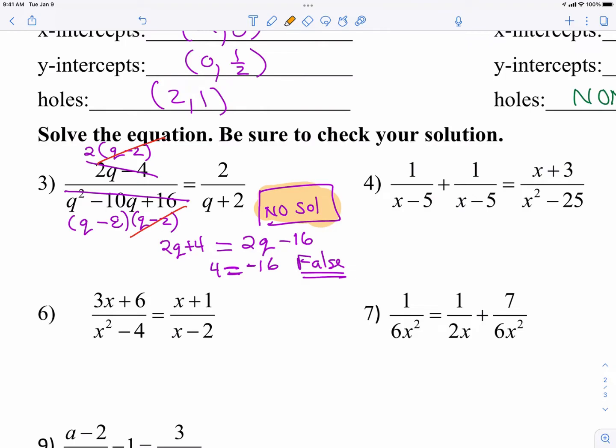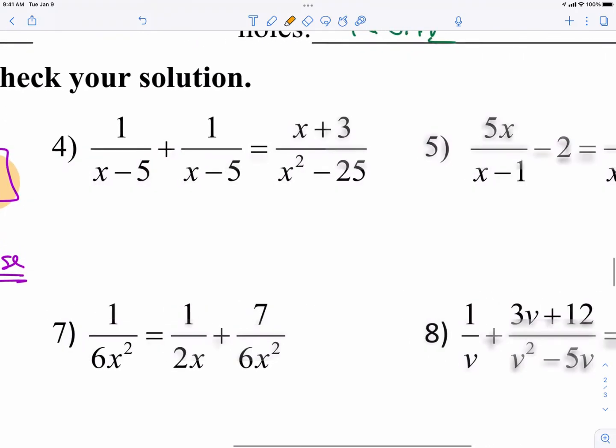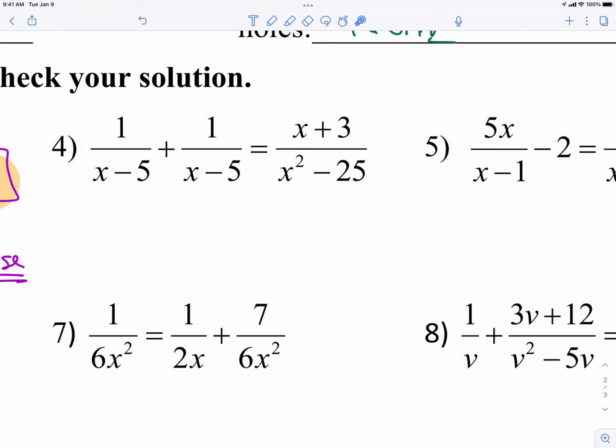All right, number 4. So for number 4, we do not have just one fraction equal to another fraction, because we've got two fractions over here on the left added to each other. So what we'll need to do is find the least common denominator and multiply the entire equation by that.